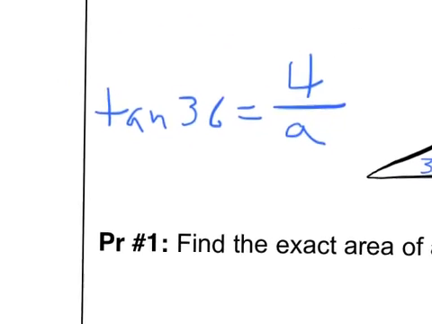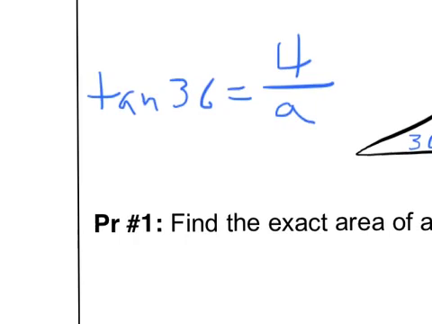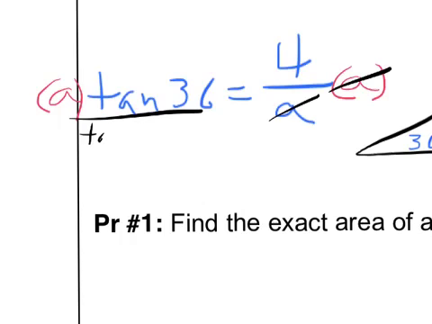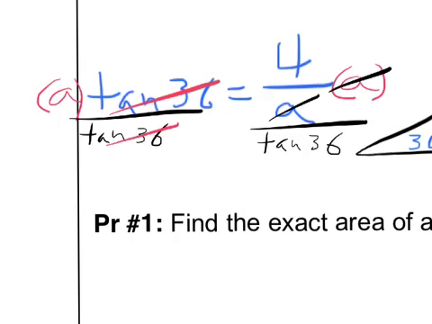Okay, let's zoom in here so I can focus on solving for A. I'm going to multiply both sides by A, making these cancel. And I'm going to divide both sides by tangent 36, making these both cancel. And that leaves me with A equals 4 over tangent 36.